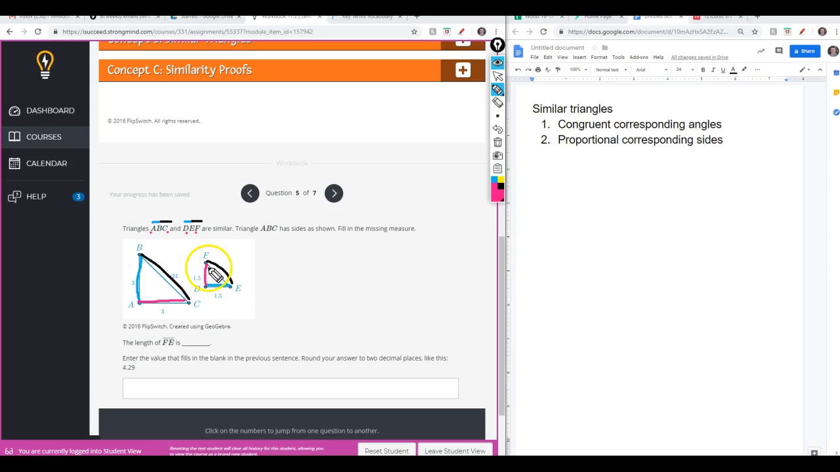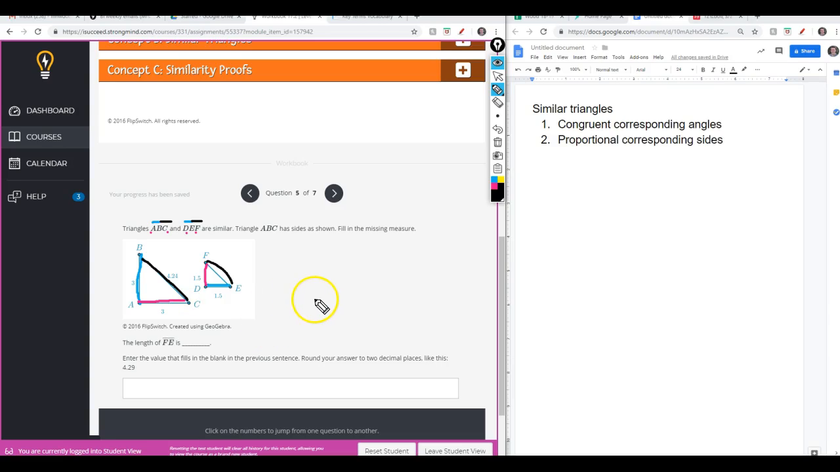So it is important to notice that the corresponding sides are laid out differently, and that's totally fine. You can lay out a triangle any direction you want, as long as you list in its name which vertex is going to correspond to the other vertex, so that you can identify the correct corresponding sides and corresponding angles.